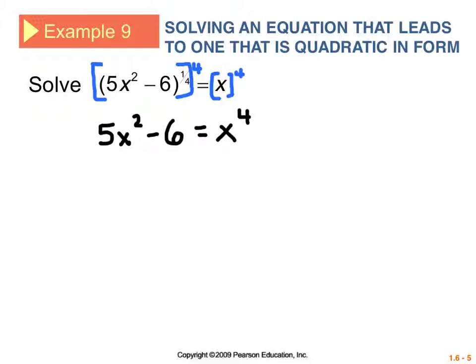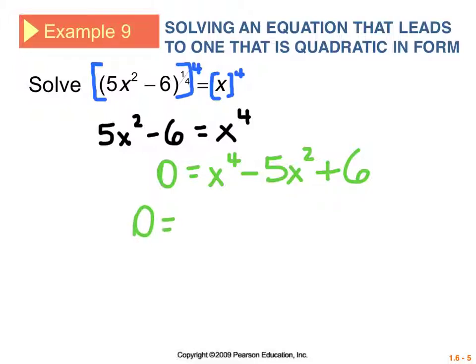And so now I'm going to move everything to the right-hand side because I want to keep my x to the 4th positive. And so it's going to become 0 equals x to the 4th minus 5x squared plus 6. And now at this point you could incorporate the use of the u and let u be x squared. Therefore this would become u squared. But you could also solve this one just by factoring. And I'll show you that way now.